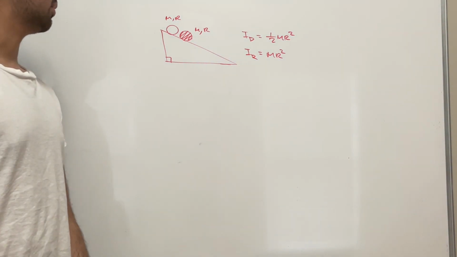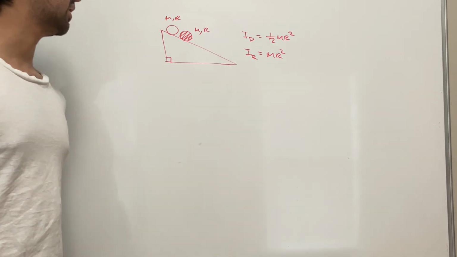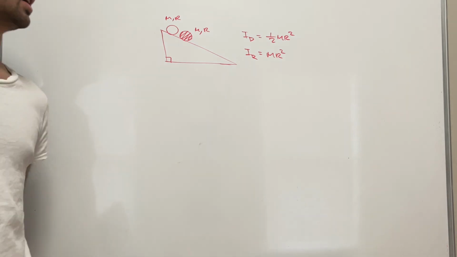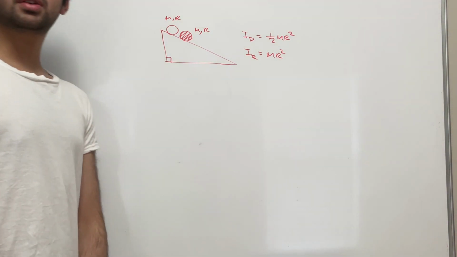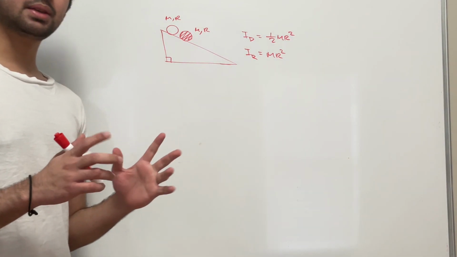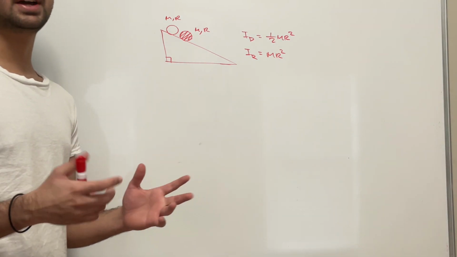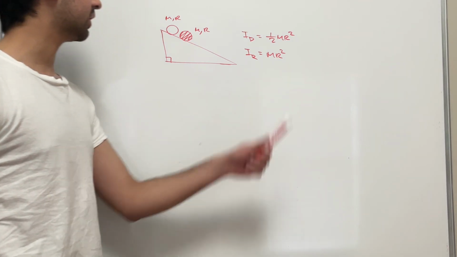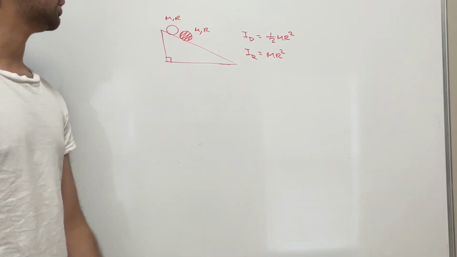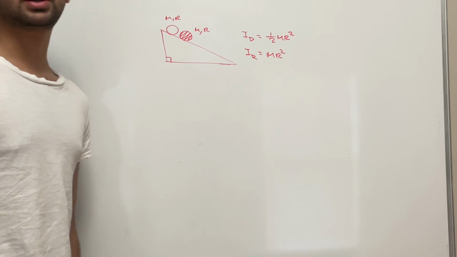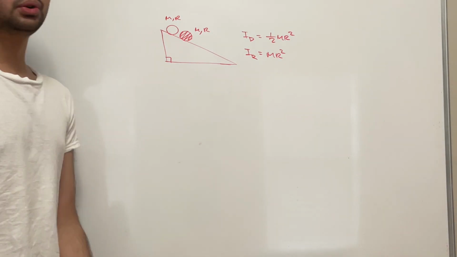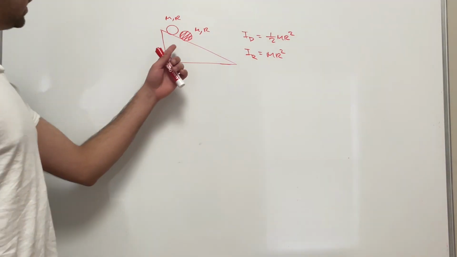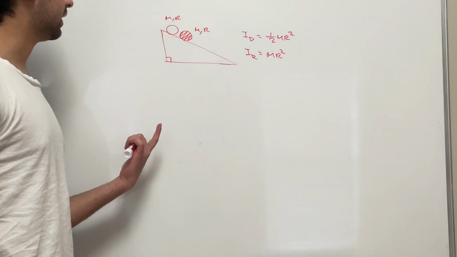So what does this mean? What does the moment of inertia of the disk being smaller than the ring have to do with stuff rolling down ramps? Well, the moment of inertia basically measures how physically hard it is to rotate something. So the moment of inertia of the disk being smaller than the ring means that it's physically easier to rotate the disk than it is to rotate the ring. And since we're rolling two objects down a ramp, and rolling implies rotation, it's harder to rotate the ring than it is to rotate the disk.